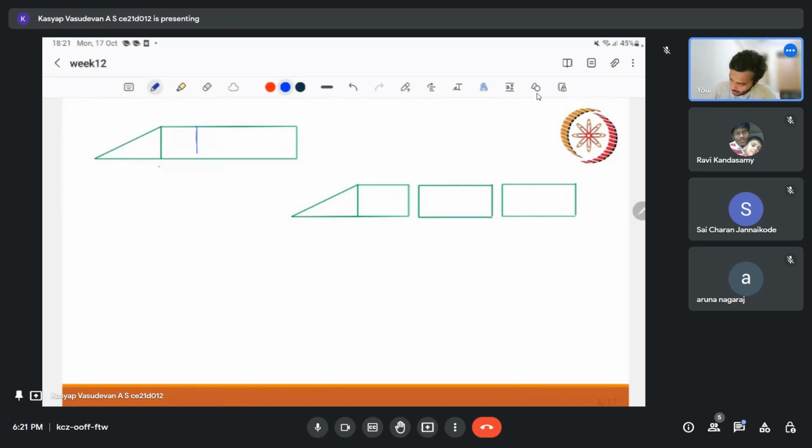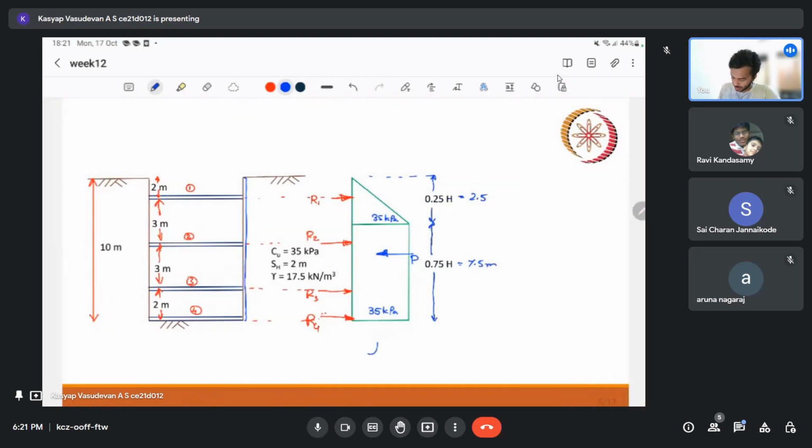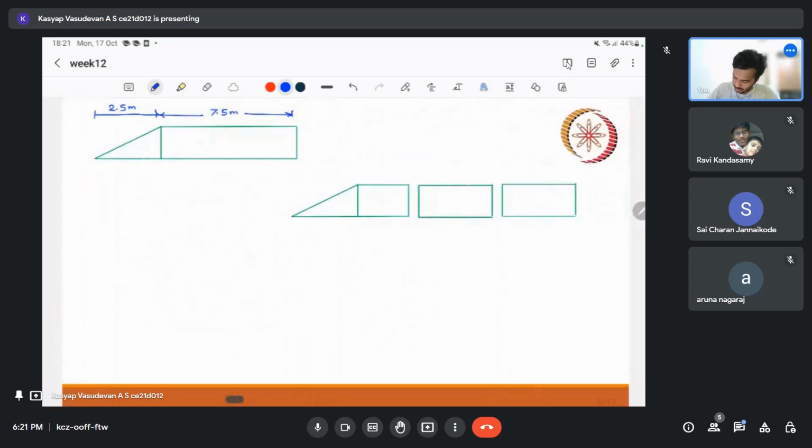So let us say this is R1. Sorry, this is still 2.5 meter, and this is still 7.5 meter. The same thing that is there in the previous figure. I'm just tilting this figure anti-clockwise by 90 degrees. If I do that, I'll get this. So I can write here R1. This is just 2 meter, and I can write R2, R3, and R4. So this is 3 meter, 3 meter, and 2 meter. So I can hypothesize this as a load.